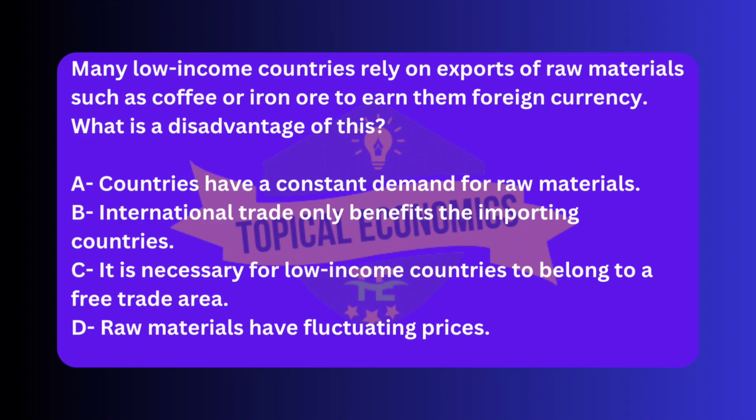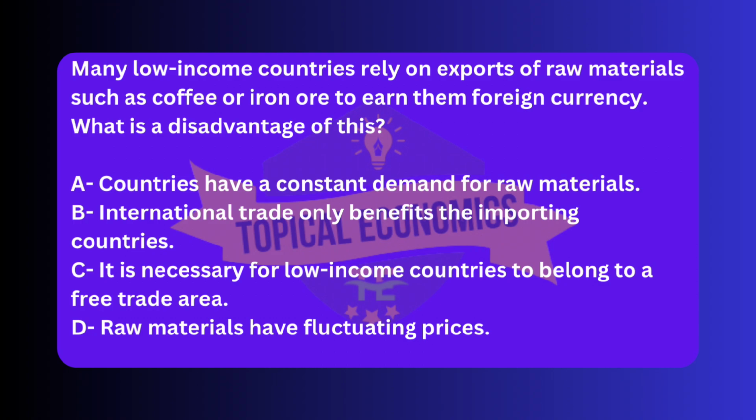A. Countries have a constant demand for raw materials. B. International trade only benefits the importing countries. C. It is necessary for low-income countries to belong to a free trade area. D. Raw materials have fluctuating prices. Reference, 2020 May-June version 1. The correct answer for this question is option D. Raw materials have fluctuating prices.